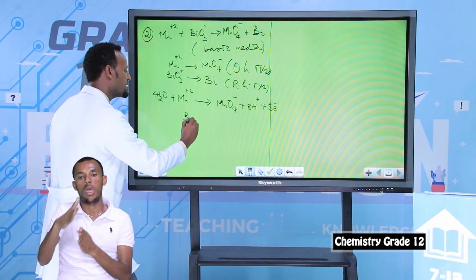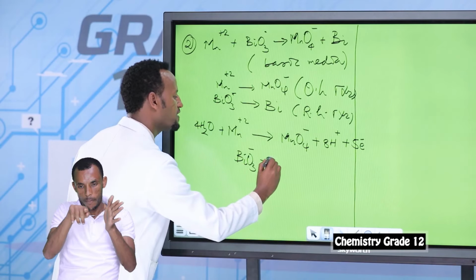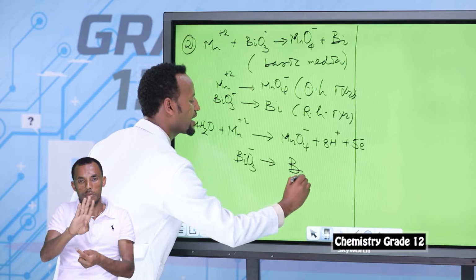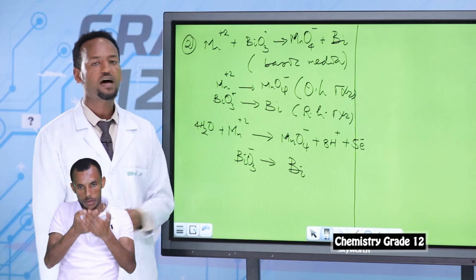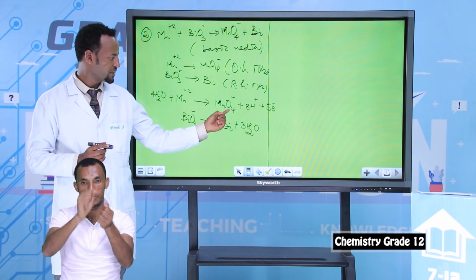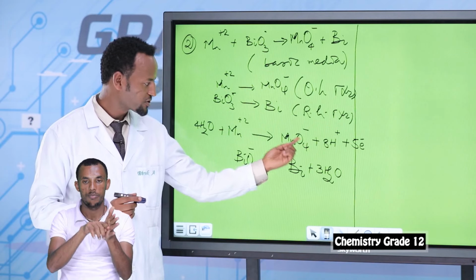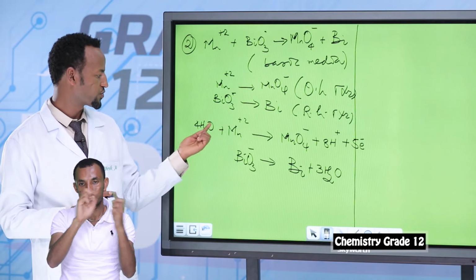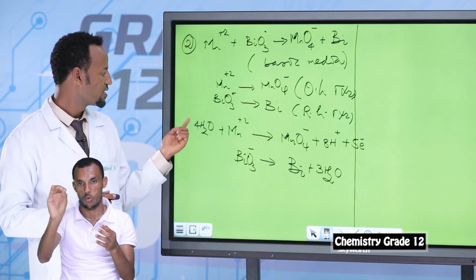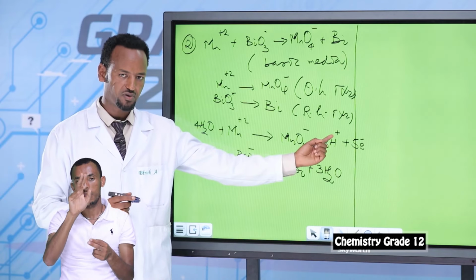Look, BiO3 minus converted into Bi. This is the reduction half reaction. Mn +2 is converted into MnO4 minus. In the product position there are 4 oxygen, so 4 H2O must be added because of oxygen. 4 times 2 is 8 hydrogen, so 8H plus is added in the product position.